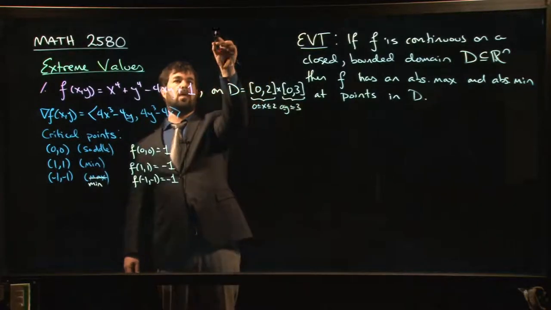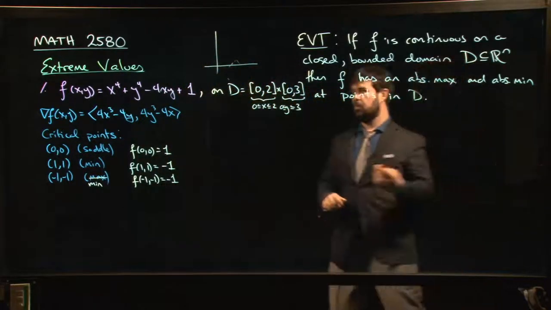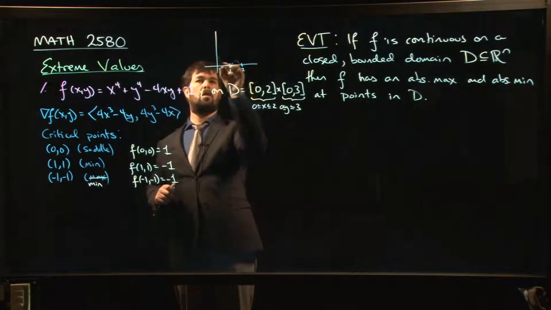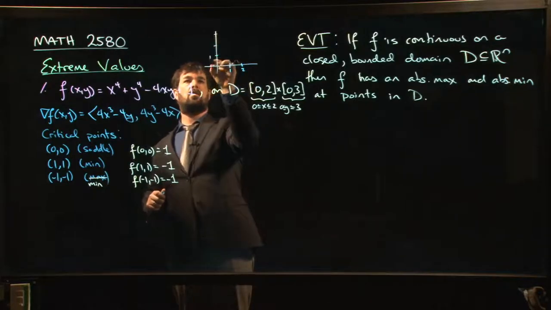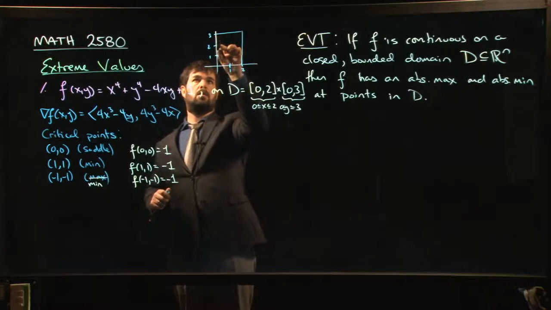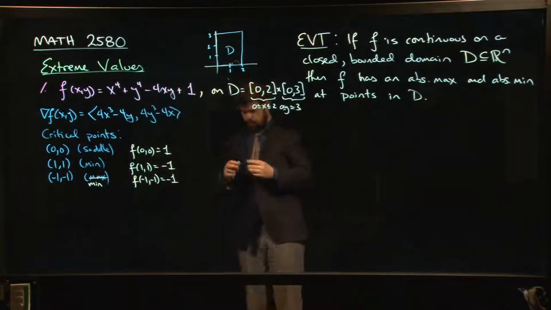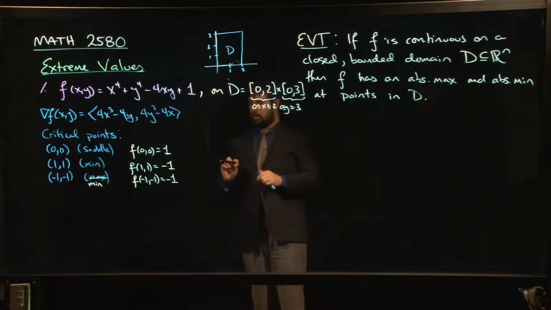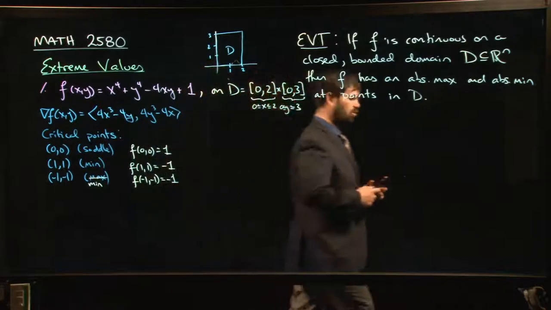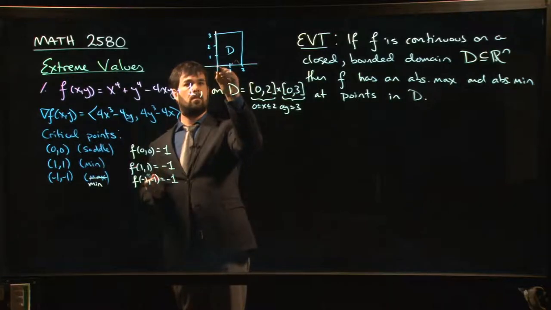So that region, if you were going to draw it, right? What does our region look like? Our region is, well, x runs from 0 to 2, y runs from 0 to 3. So that's our region D, okay? Now, one of the things that you'll notice, we can plot these critical points that we have. Right, so there's two points that we've already checked. One of them's on the boundary, right?